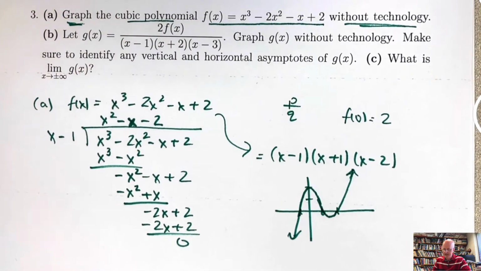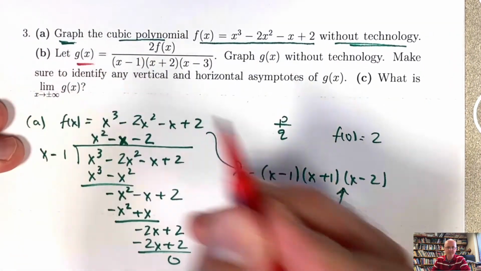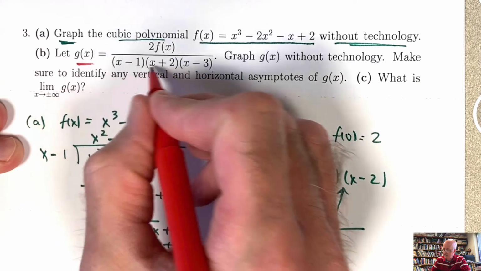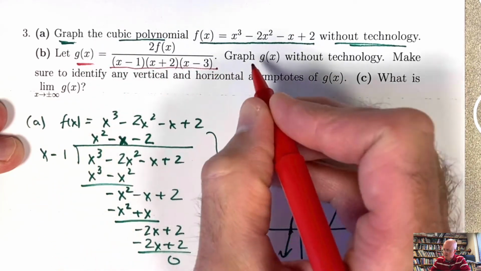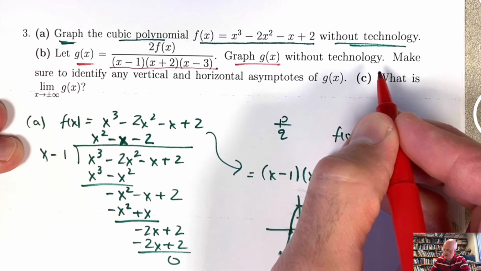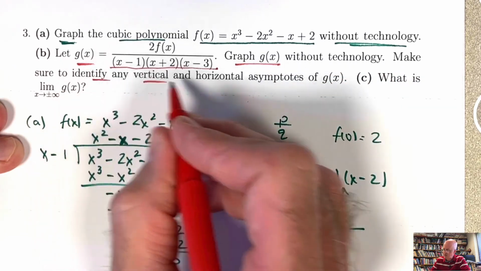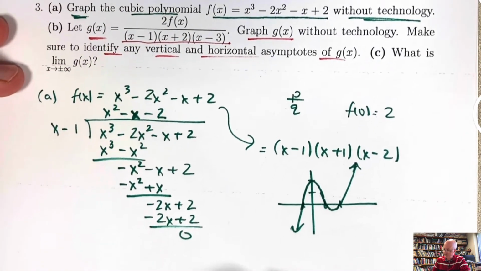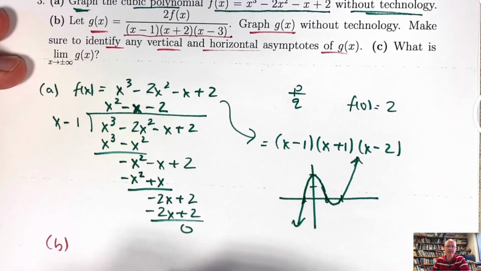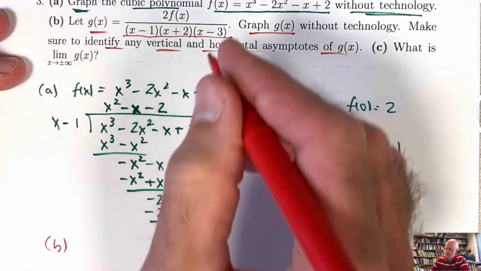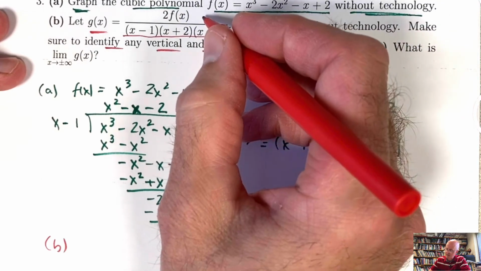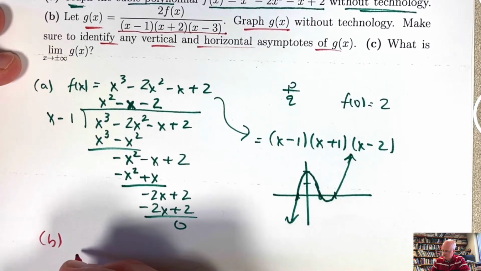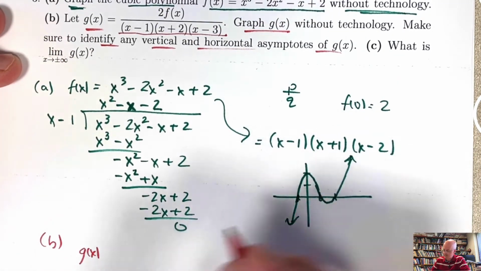On to part B. G of x is 2 times the f of x that we just did in part A, divided by this cubic that you see right there. The goal is to graph g of x without technology as well. Make sure to identify any vertical and horizontal asymptotes of g of x. So, first thing to do is write g, the numerator and denominator, in factored form. The denominator is already in factored form. The numerator, up here it's not in factored form, but down here it is. So write g of x in factored form based on what we did in part A.